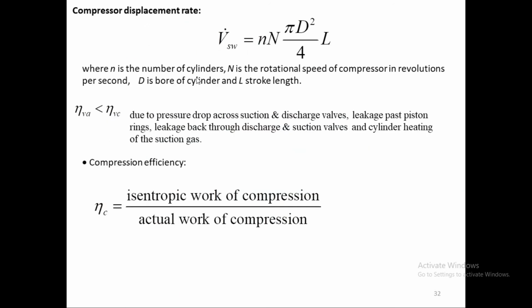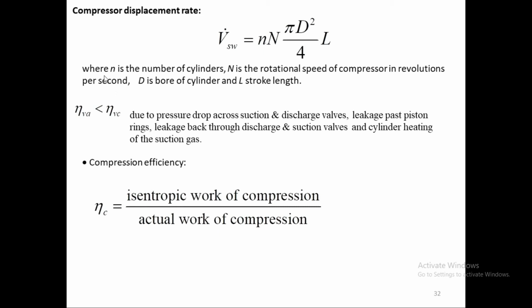and then we multiply it with the number of cylinders. Small n is the number of cylinders, and then the capital N is the number of revolutions per second, the rotational speed of the compressor. So if it is one rotation, then N will be 1, so the piston goes up and down one time, and if it is a 4-cylinder or a 2-cylinder, then that volume has been displaced that many times.